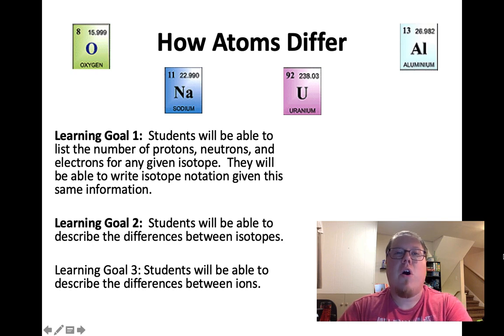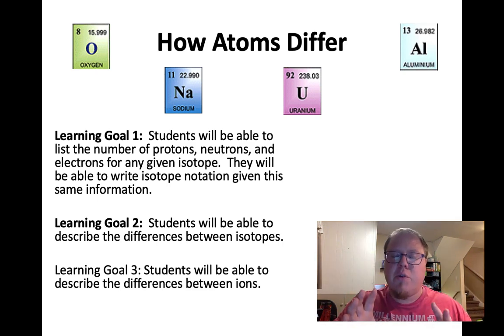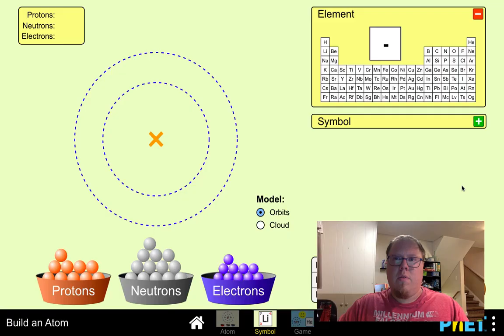Okay, so today I want to talk about the different ways in which atoms can differ from each other. Atoms are made out of protons, neutrons, and electrons, and there are many combinations of those to make different atoms and different types of atoms. First off, I want to show you a little simulation that we're going to be playing with today.